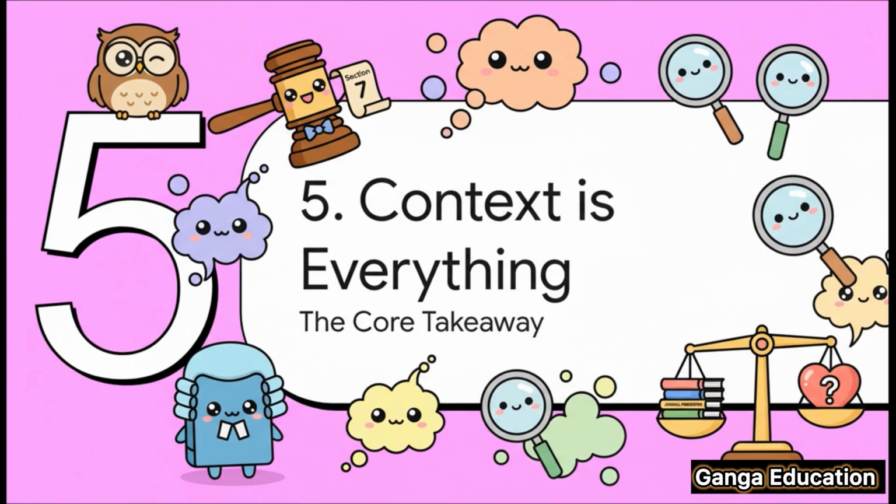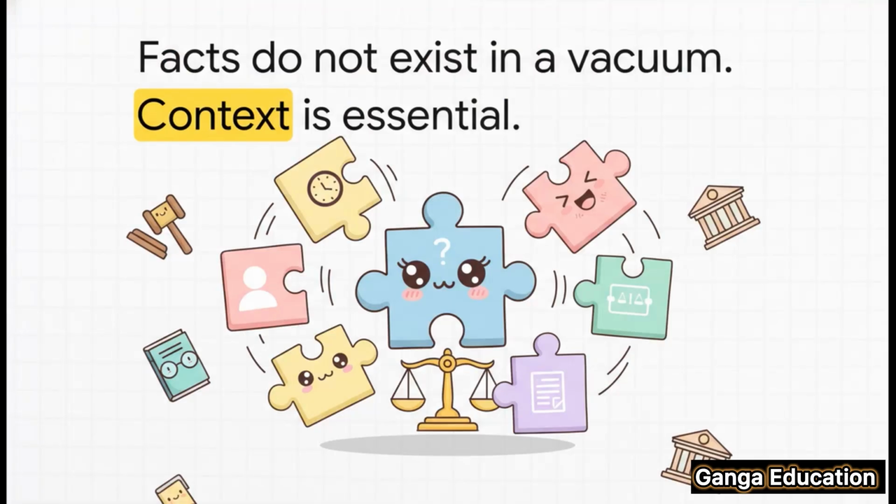So, after looking at the text, the illustrations, and all these court cases, what's the bottom line? What's the one big idea we should really take away from Section 7? It all boils down to this. Facts never, ever stand alone. An action, a statement, or even a person's identity can only be truly understood when you see all the circumstances surrounding it. Section 7 is the law's way of saying that context isn't just helpful, it is absolutely essential for finding the truth and making sure justice is done.